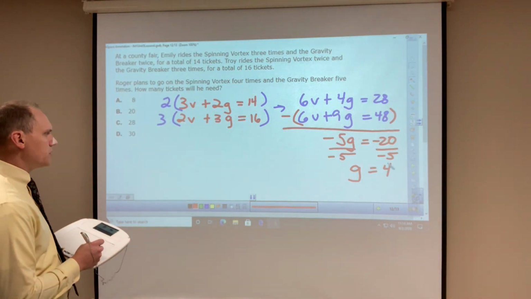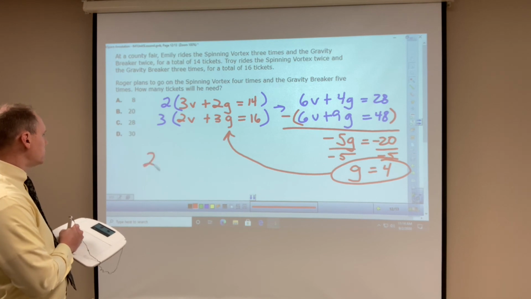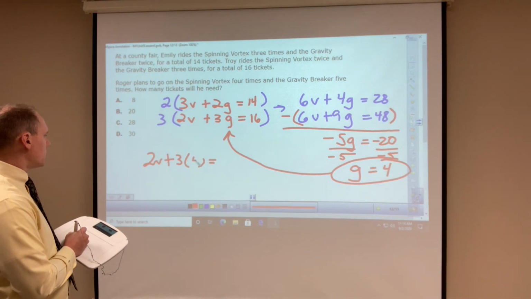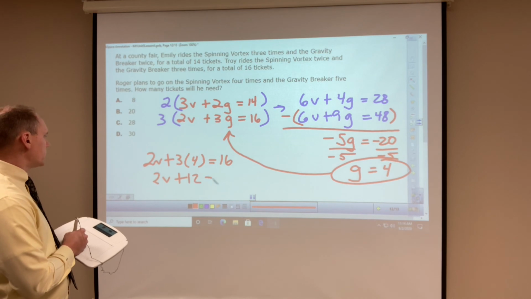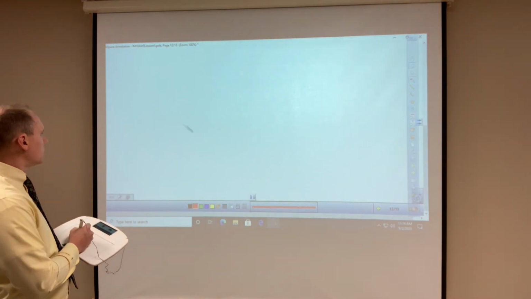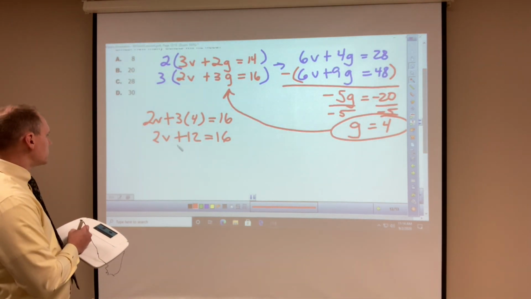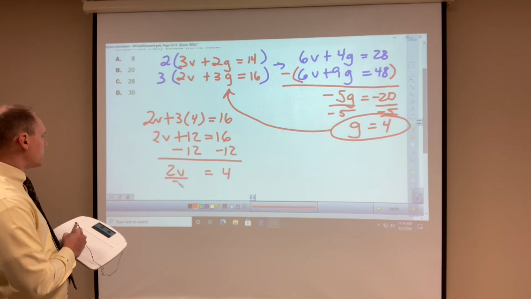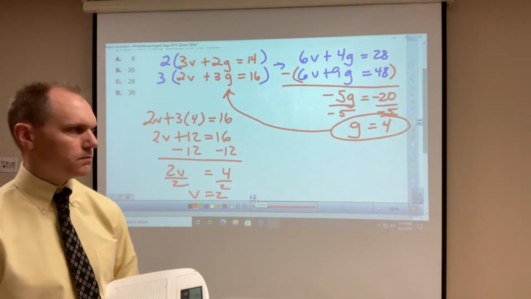All right, so now what we can do is take that g and substitute it back in for a g up here. So we're going to get 2v plus 3 times g, which is 4, equals 16. So we're going to get 2v plus 12 equals 16, because 3 times 4 is 12. And then, of course, we're going to subtract 12 from both sides, giving us 2v equals 4. Divided by 2 gives us v is 2, just like we got in our last video.